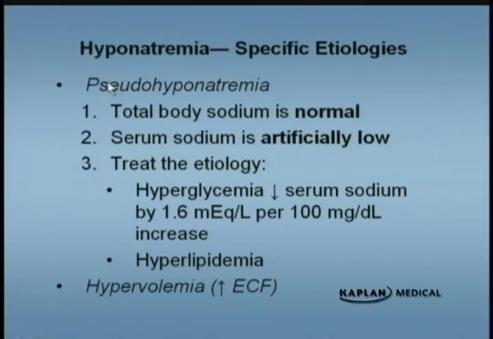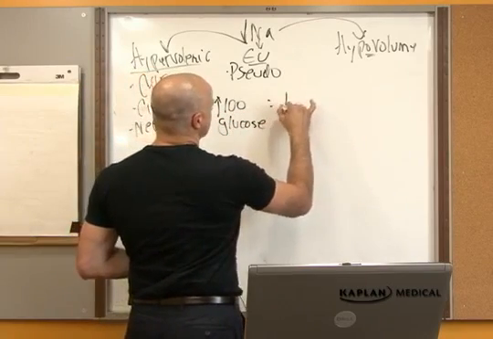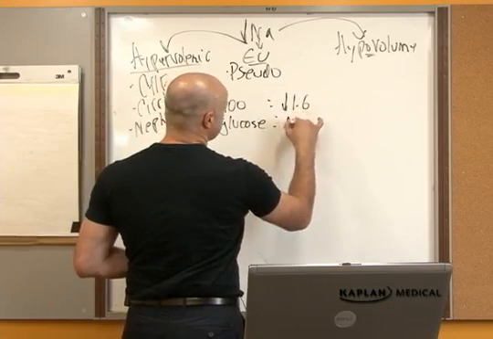Now let's see here. Pseudo-hyponatremia, well, anything pseudo means it can't be real. So if the sodium level is low in the test, it must mean it's not real, and the sodium level really is normal. The number one reason for pseudo-hyponatremia is that for every 100 points above normal of glucose, there is a 1.6 point drop in the sodium.